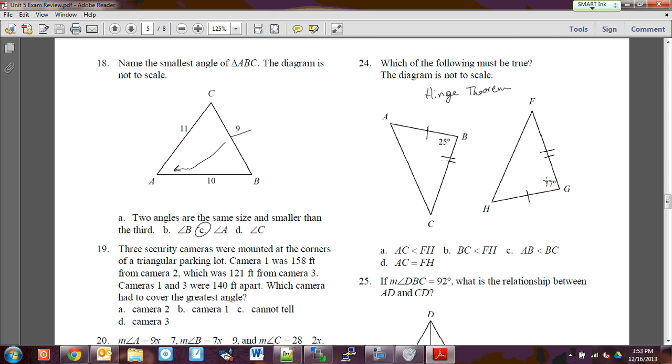So now we just have to go back to which one has a bigger angle. Well, 77 is bigger than 25, so that means that FH is greater than AC. So our answer here is A. All right, remember, the angle has to be between the two congruent sides. If it's not, then you can't make any assumptions about it. There will be not enough information to figure out the problem.